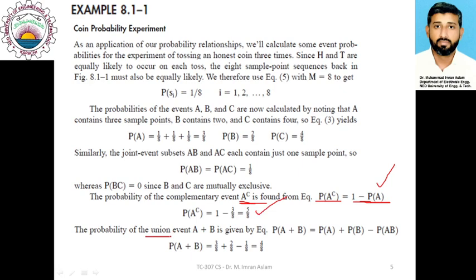If you want to find the probability of the union of A and B, the probability of A union B should be equal to the probability of A plus the probability of B minus the probability of A intersection B, as we have previously discussed. So if we substitute all these values, the probabilities of A and B are 3 by 8 and 2 by 8 respectively, whereas the probability of A intersection B is 1 by 8. So if we subtract 1 by 8 from 3 by 8 plus 2 by 8, it comes out to be 4 by 8.